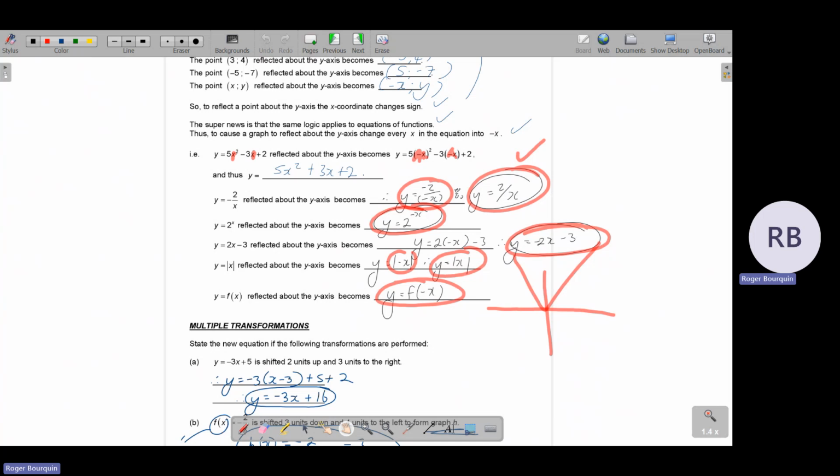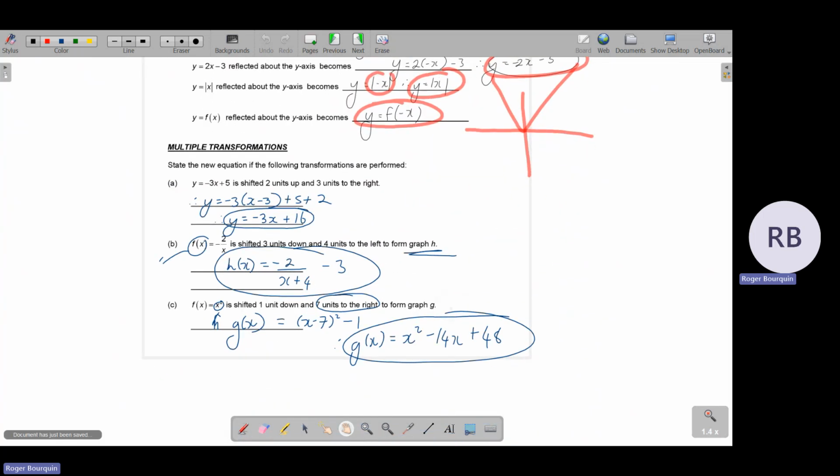Okay, with absolute values, if I change every x into a negative x, I end up with y is equal to absolute value of negative x, which is just the same thing as y is equal to absolute value of x. Because think about it, it's symmetrical about the y-axis. So if I fold it over the y-axis, I end up with the same graph.